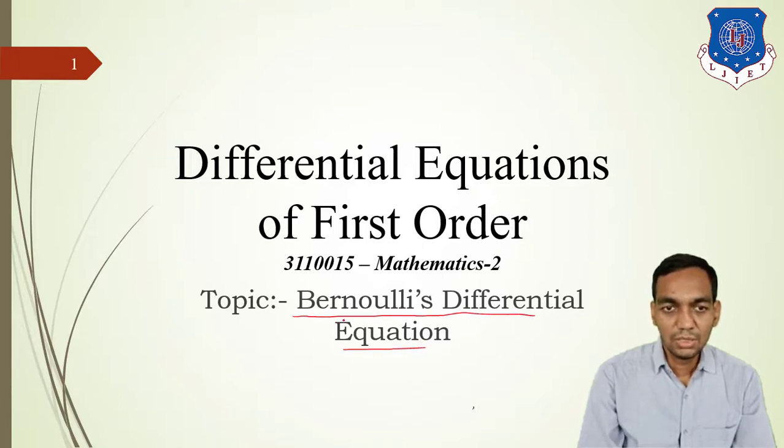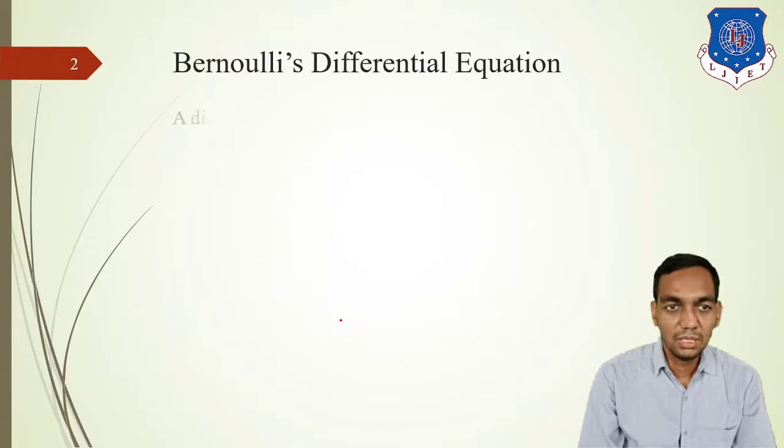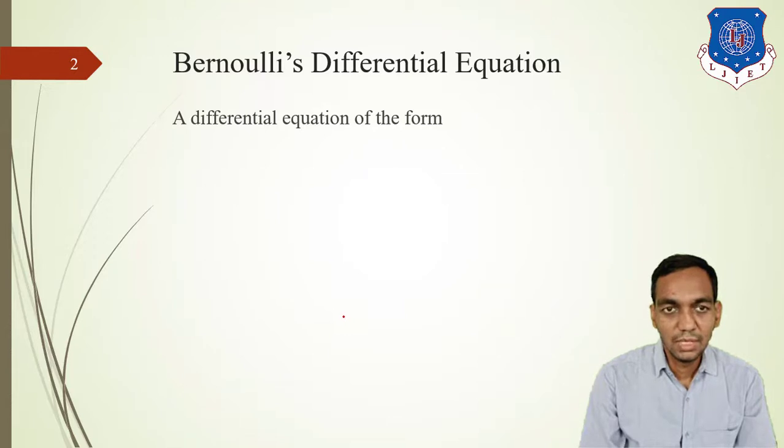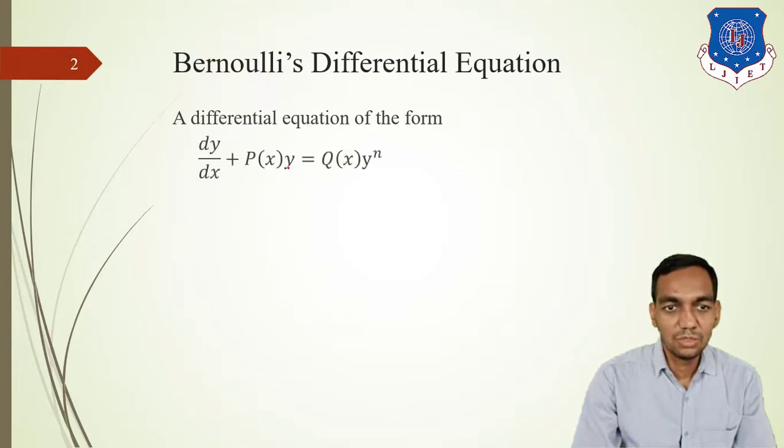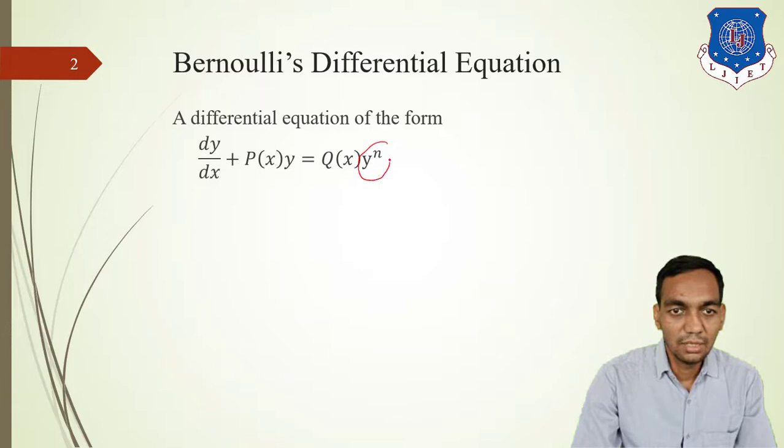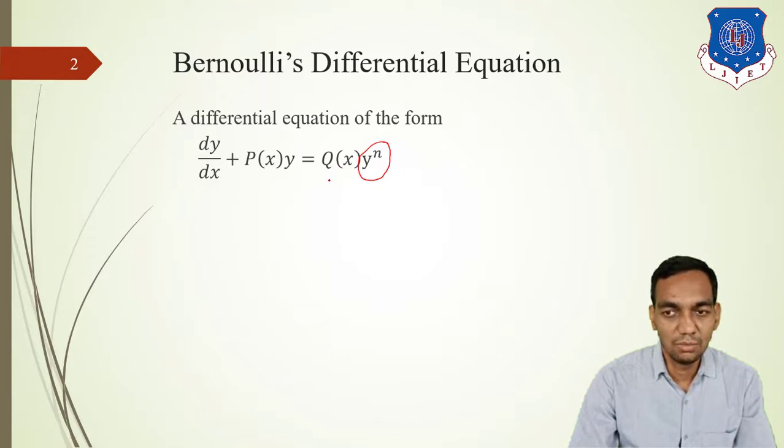Now, what is the difference between the linear differential equation and the Bernoulli's differential equation? In a Bernoulli's equation, we have dy/dx + p(x)y = q(x)y^n. Here this y^n is extra. In linear you have only q(x), but here some power of y is in multiplication. Then this equation is said to be a Bernoulli's differential equation.